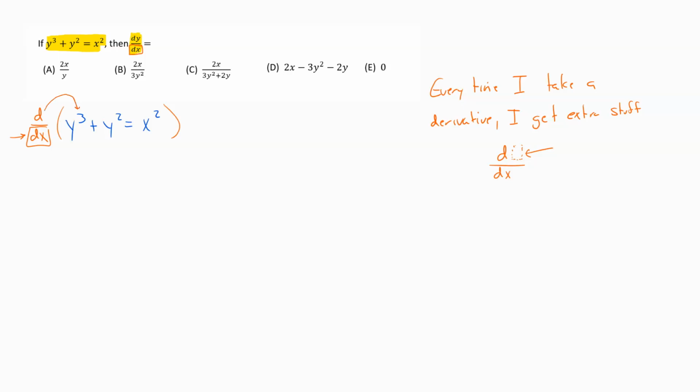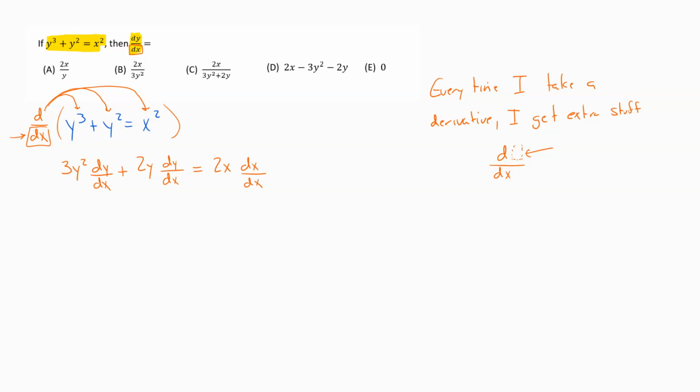Working our way through this right now, starting at the front here, the derivative of y cubed would have been 3y squared. I took the derivative, I get extra stuff. I took the derivative of a y, so I get a dy/dx. Done with that piece, on to the next. The derivative of y squared would be 2y. Took the derivative of a y, so again, I get a dy/dx. I get my equals, and then I take the derivative of x squared. The derivative of x squared would have been 2x. Took the derivative of an x, so I get a dx/dx.